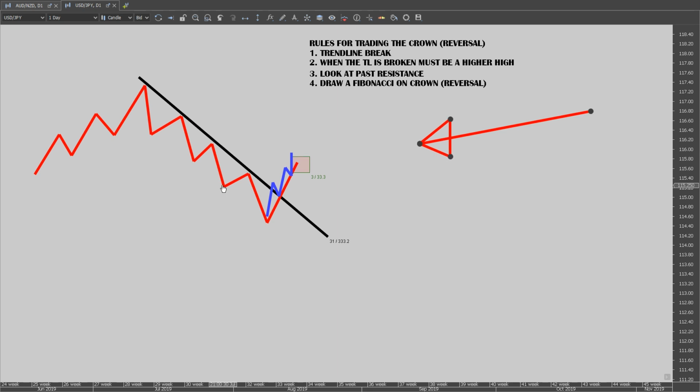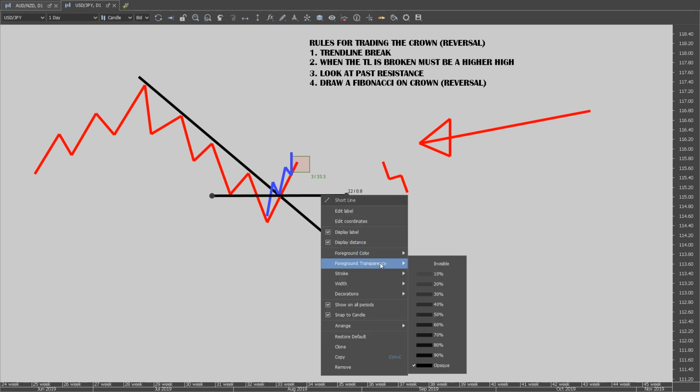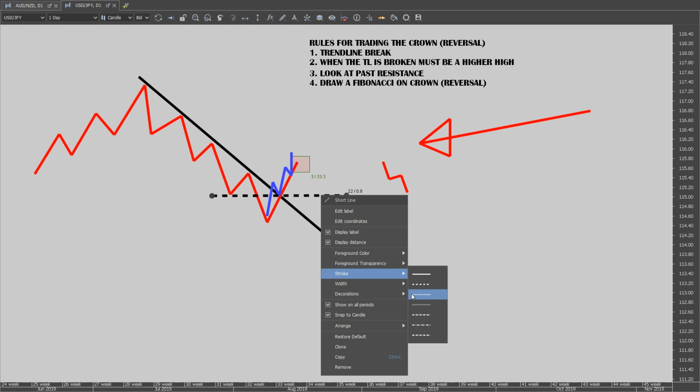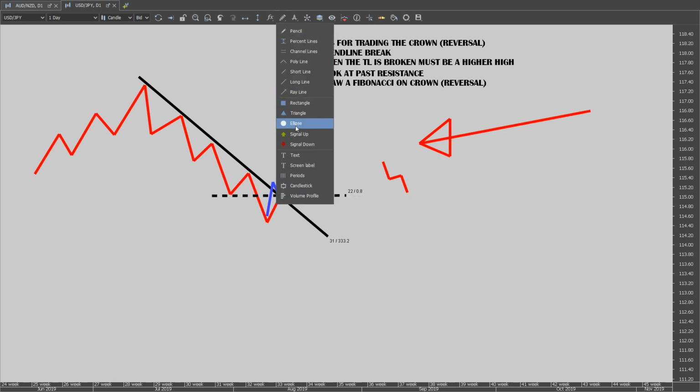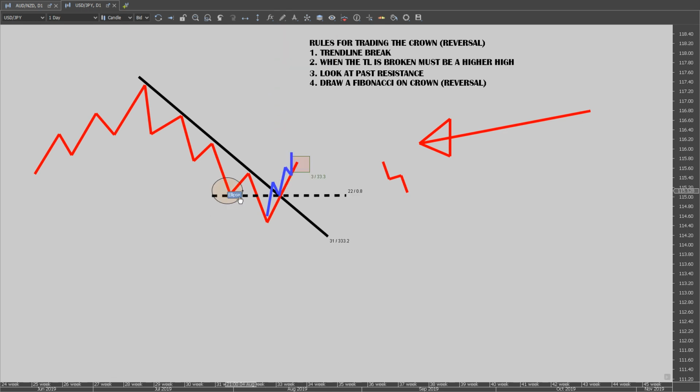Why is that? In this example, when the market is going to start to retrace, we want to look at past resistance. Where is past resistance? Well, past resistance is here. No, not support, resistance. Okay, and the level of the past resistance is here. So where is the crown? Well, the crown is forming right now, so this would be the left tip.